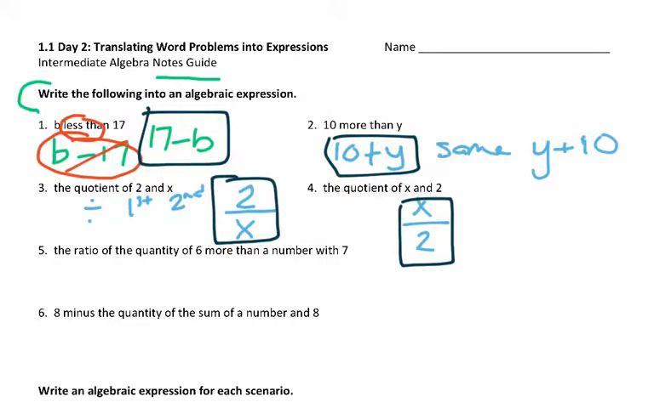The next two are going to be kind of multi-step. Notice that it has the words the quantity in both of these. This one here is the ratio, so we are going to be talking about division. It's a ratio of a quantity of 6 more than a number with 7. If you are familiar with the numerator as the top of the fraction and the denominator as the bottom of the fraction, the ratio is going to have 6 more than a number as the numerator, or listed first, and 7 as the denominator.